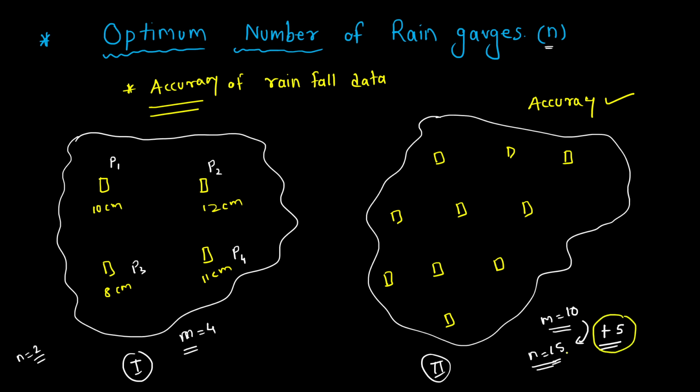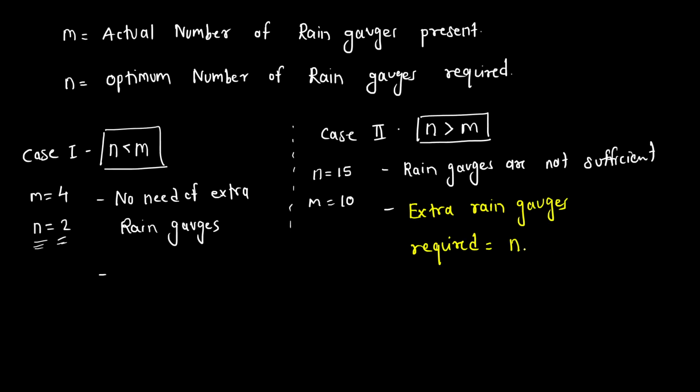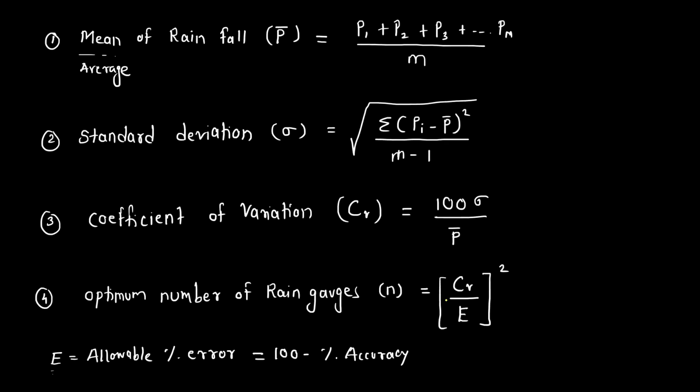5. How to calculate this 5? Can we calculate it like this? n minus m. Correct? So the extra number of rain gauges which are required is calculated as n minus m. So same thing, write it down here, n minus m. That's it. So once again, we'll quickly revise what we have seen.